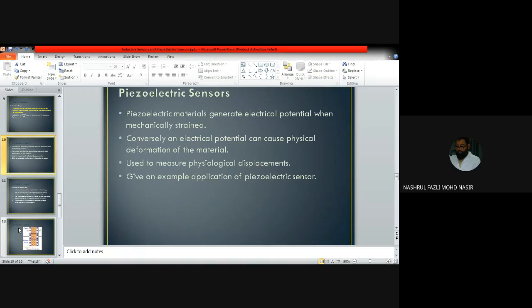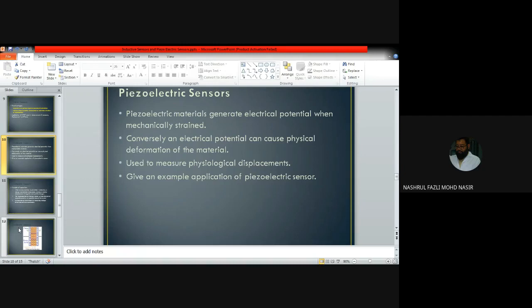The easiest way for me to make you imagine is the probe that's being used for ultrasound. So this is one good sensor. When you know the property of a material, the physics of it, you know how it works.